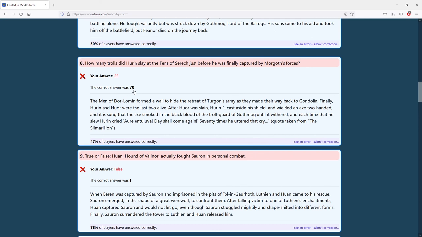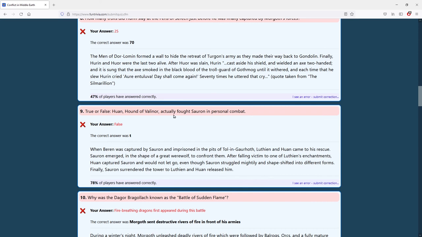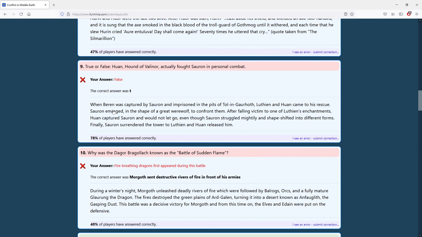Huan, Hound of Valinor, actually fought Sauron in personal combat. It was correct, yeah. When Beren was captured by Sauron and imprisoned in the pits of Tol-in-Gaurhoth, Lúthien and Huan came to his rescue. Sauron emerged in the shape of a great werewolf to confront them. After falling victim to one of Lúthien's enchantments, Huan captured Sauron and would not let go, even though Sauron struggled mightily and shapeshifted into different forms. Finally, Sauron surrendered the tower to Lúthien and Huan released him.